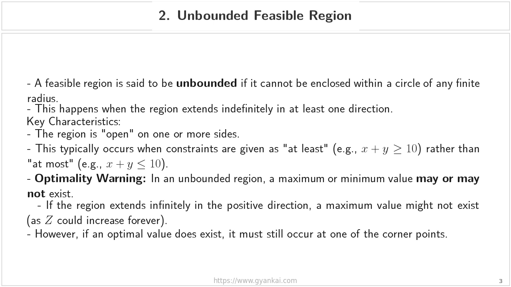In an unbounded region, a maximum or minimum value may or may not exist. This is a big difference from the bounded region, where a maximum and minimum are guaranteed. If your region extends infinitely in the positive direction, a maximum value might not exist at all, because your objective function, z, could simply keep increasing forever. However, there is one silver lining. If an optimal value does exist, it will still occur at one of the corner points.